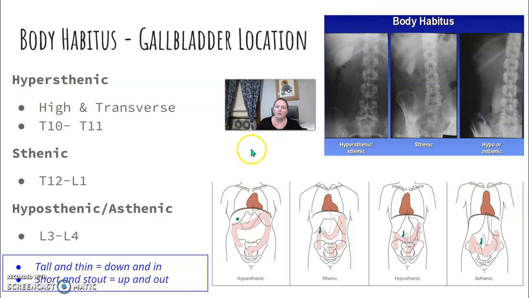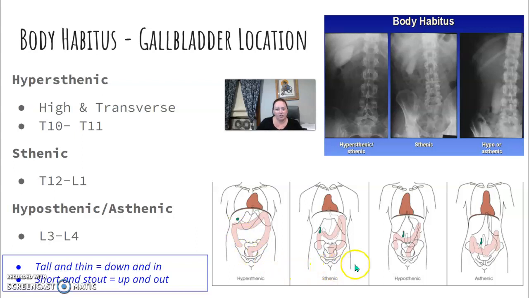Body habitus. Remember body habitus we've talked about quite a bit, but body habitus also has a play in where the gallbladder is going to sit. So your hypersthenic patient, which is your short, stocky, wide patient, remember short and stout, everything is up and out. Well, your gallbladder, stomach, duodenum are all going to be high and transverse. They're going to sit about T10, T11.